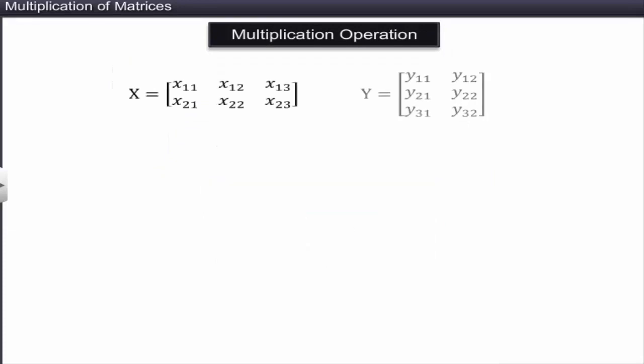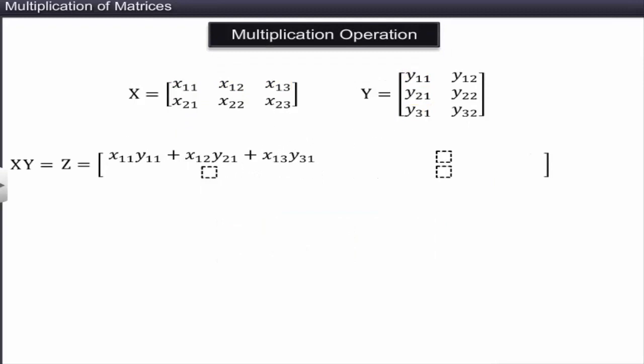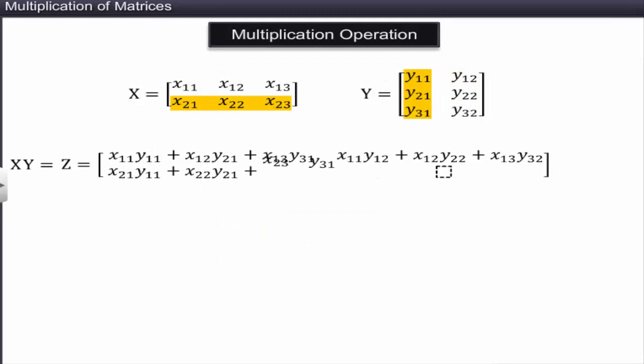We have two matrices X and Y. Let the resulting matrix of the multiplication of these matrices be Z. We will first multiply the elements in the first row of X to the corresponding elements in the first column of Y. We will write the sum of the products of the elements as shown. Then, we multiply the elements in the first row of X to the elements in the second column of Y. We will write the sum of the products of the elements as shown. In a similar manner, we multiply the elements in the other rows and columns. Finally, we get the matrix as shown.